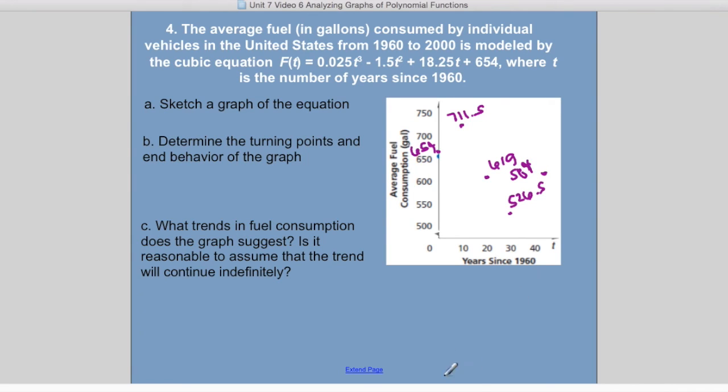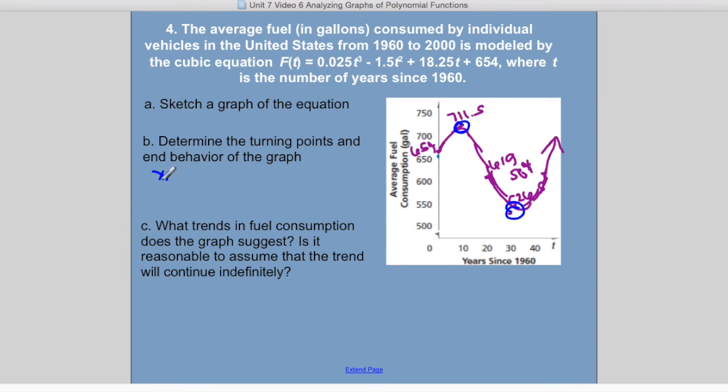So if I connect them, and you could do this very easily on your calculator like I've already showed you, there is my graph. It says determine the turning points and end behavior of the graph. Okay, well, the turning points are right here.